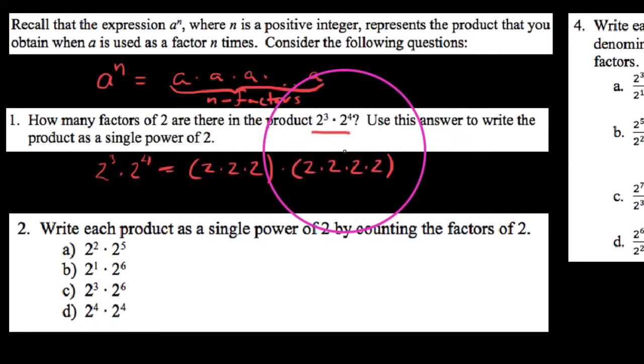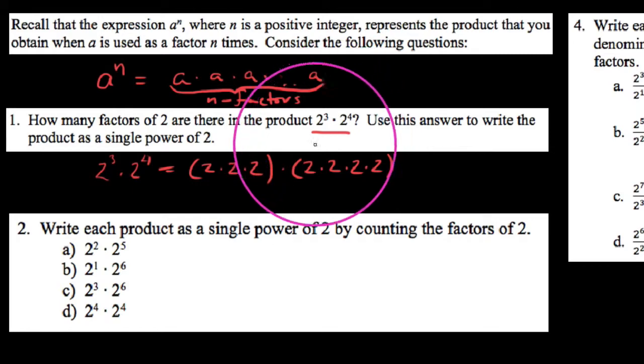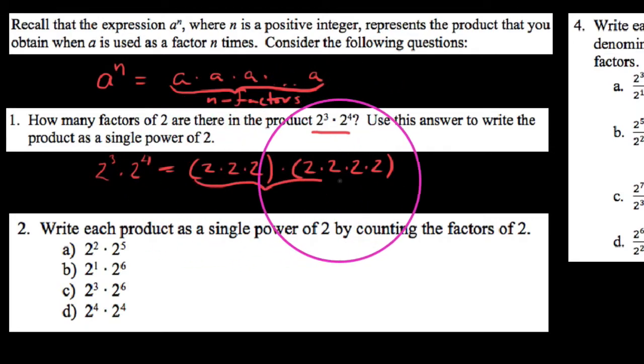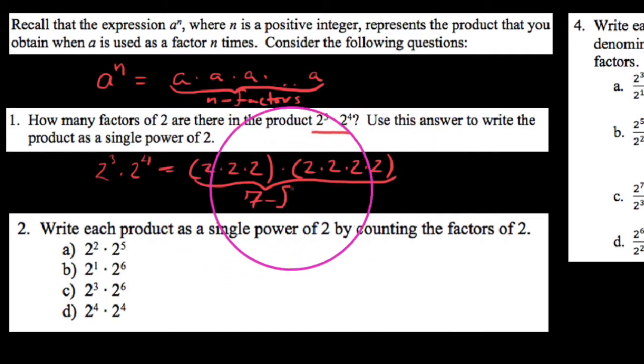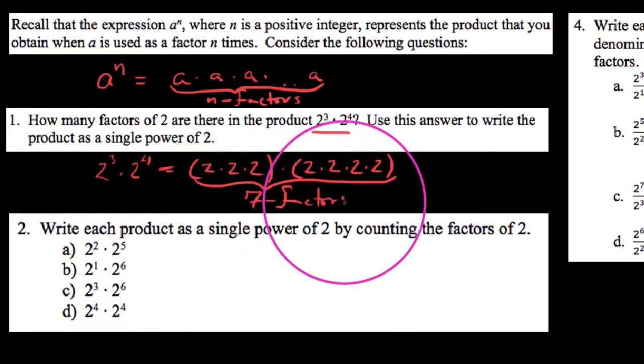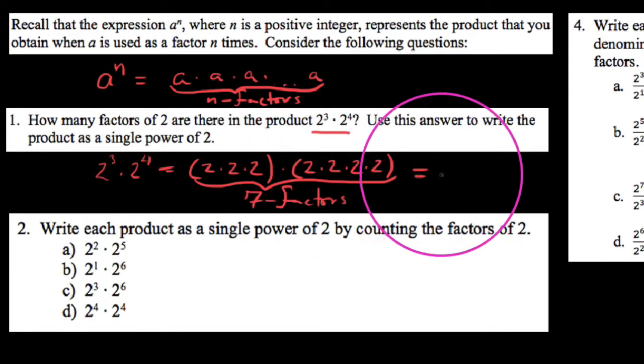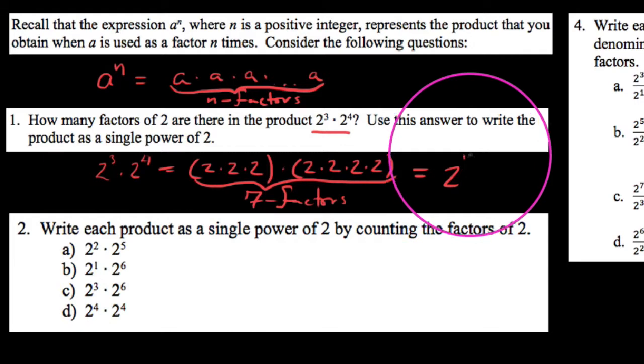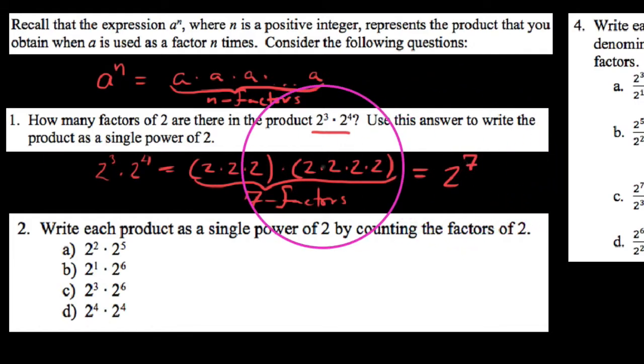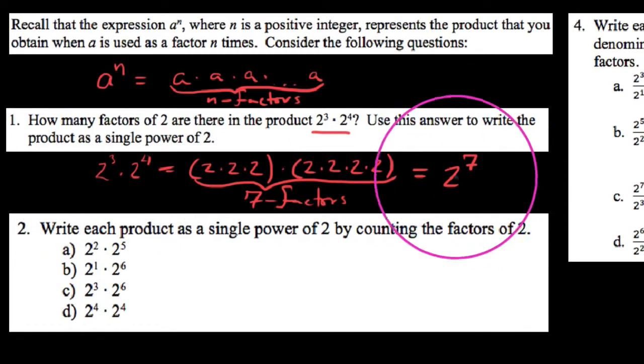What becomes evident is this: it's not 2 to the 12th that you get, but this instead. We have 7 factors of 2. If you want to foreshadow a little, what we're really doing is asking how many total 2's we have. So 2 to the third times 2 to the fourth is 2 to the seventh.